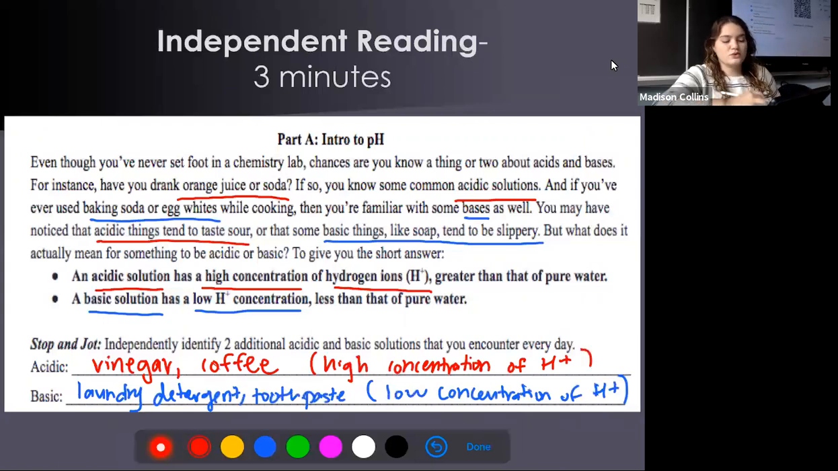Okay, and if you have a question about an acidic or basic solution that you have written down, send me a message on Remind and I can let you know if you were correct.